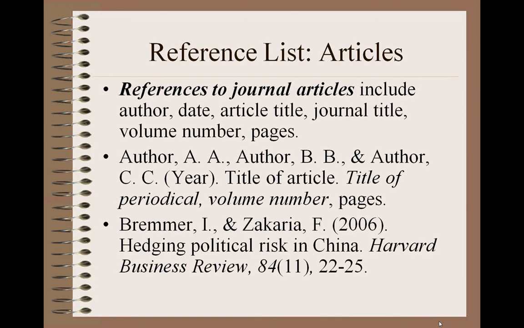Here you see an example of what you may use: the author AA, author BB, and then a third author, the year in parentheses, the title of the article, title of periodical, and the volume number, which you see is italicized, and the pages. And here you have an example following, and you can follow that model for all the articles that you reference.